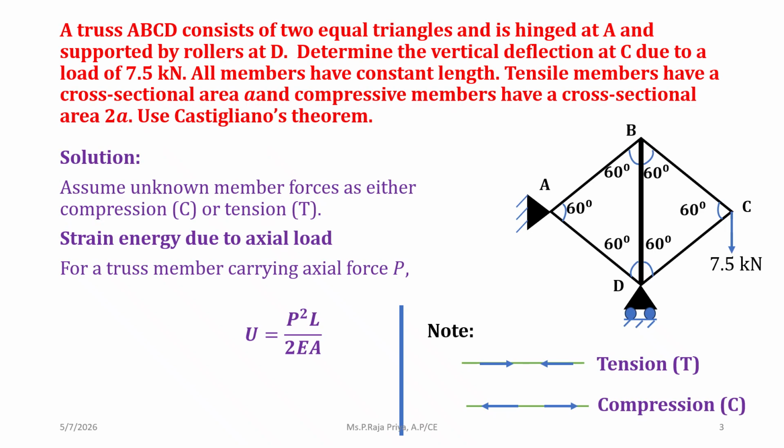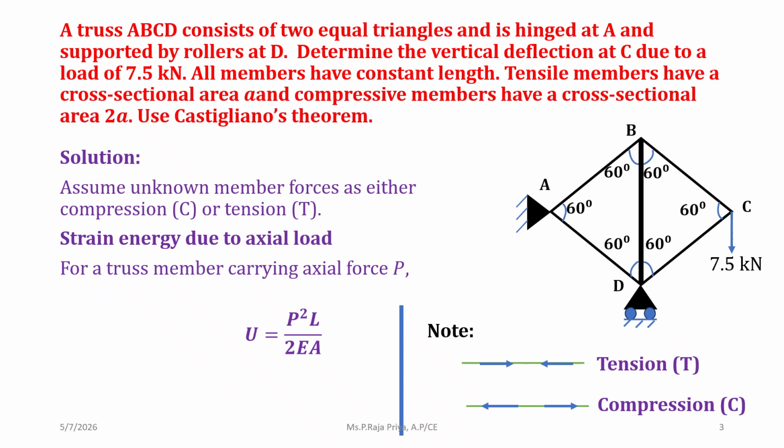In Castigliano's first theorem, it is used to find the deflection as well as the rotation based on the strain energy. So deflection is the partial derivative of strain energy with respect to the load.